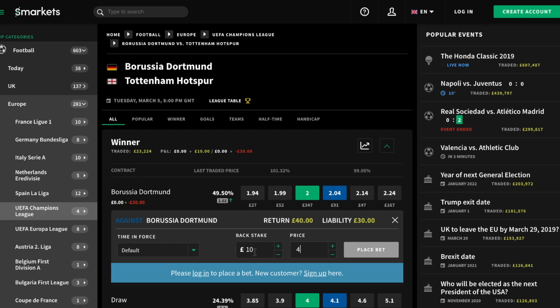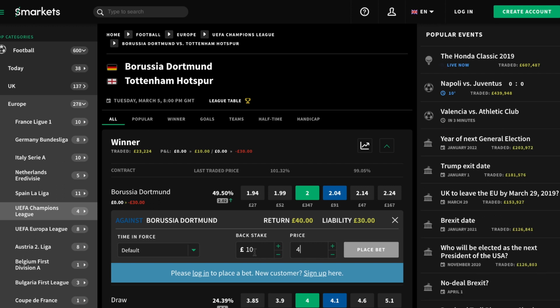The amount of money that you risk as a lay bettor is known as liability. You are liable to pay this amount if your lay bet loses. You must have this figure in your account in order to place a lay bet in the first place. This is exactly the same interaction that you would have when placing a bet with a bookmaker, but just the other way around. If the back bettor wins, you as the lay bettor would have to pay them their winnings. If they don't win, you keep their stake.